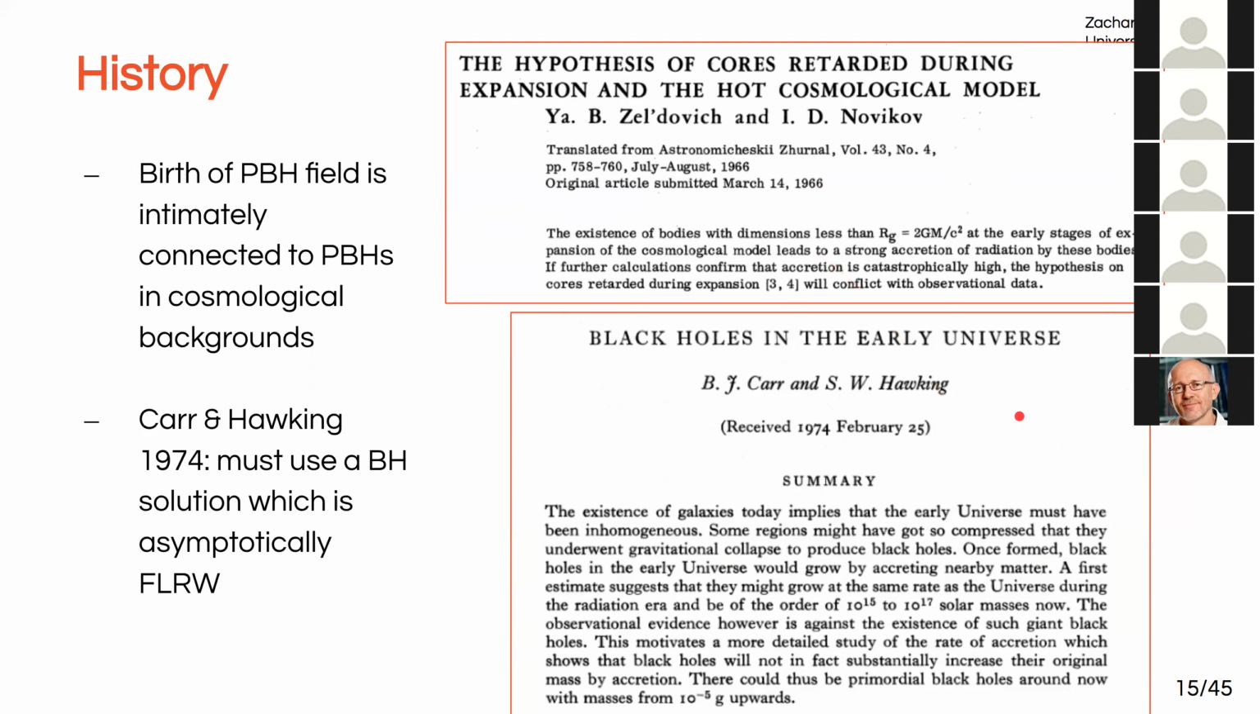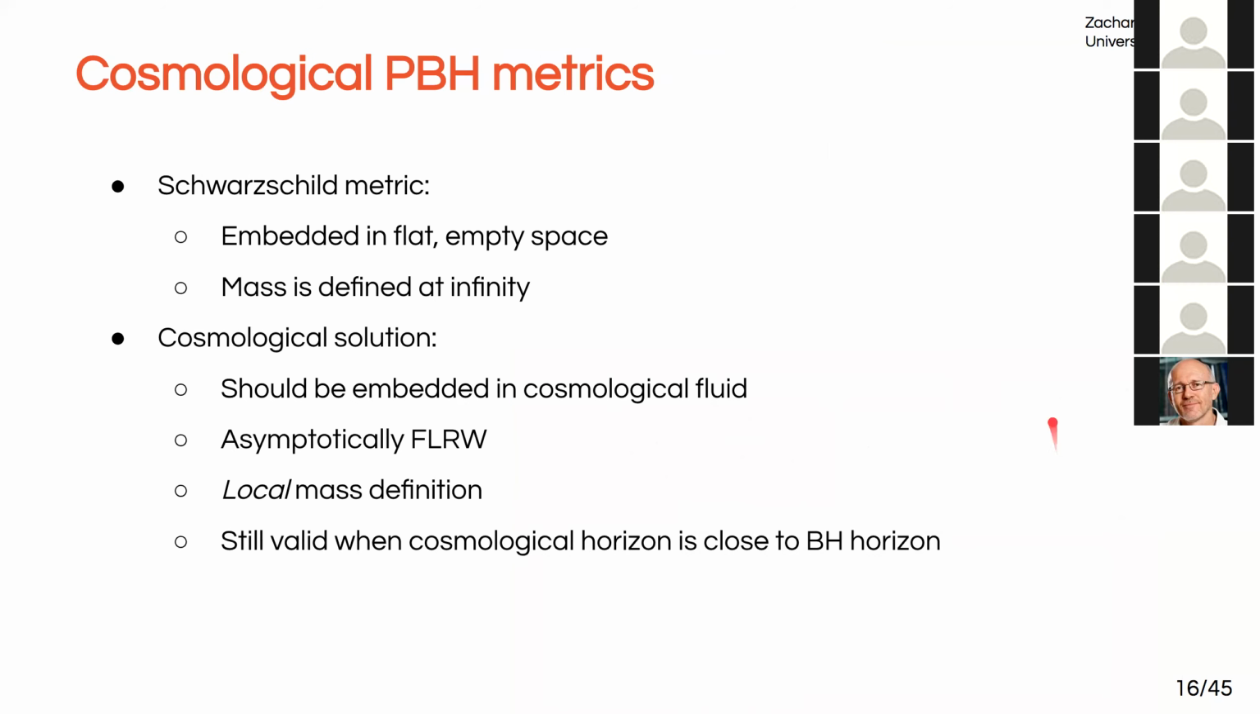It was only when Bernard Carr and Stephen Hawking showed later on that you need to have a proper cosmologically embedded metric, which is asymptotically FLRW, so it's actually cosmological at long distances, that you can escape this runaway accretion problem. And then I'm not really sure what happened to this field. It seems like this idea that you need a proper cosmological metric was pushed to the wayside as we got excited about other things. But on top of this runaway accretion problem, there are some obvious reasons why you can't use the Schwarzschild metric anymore.